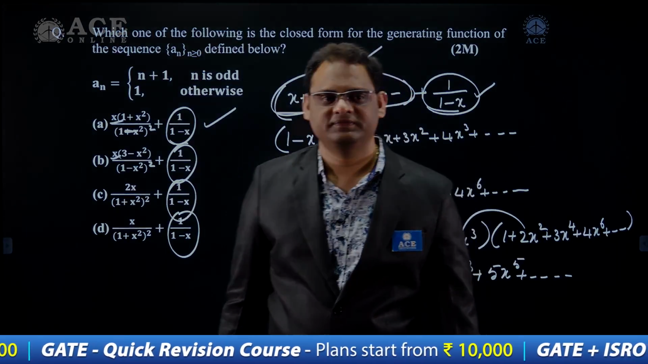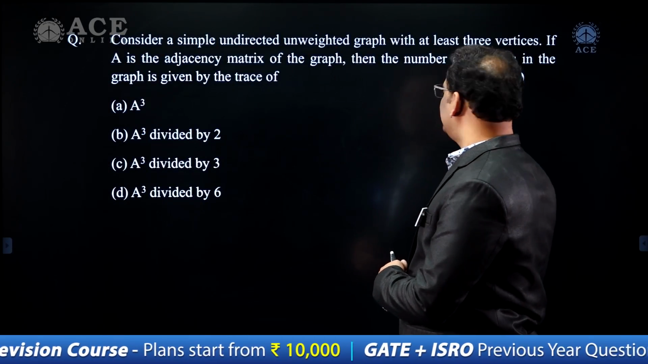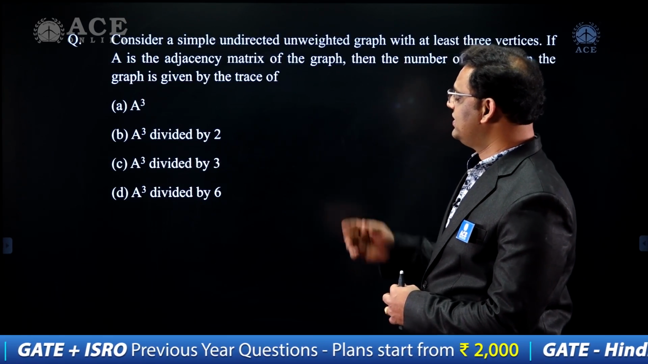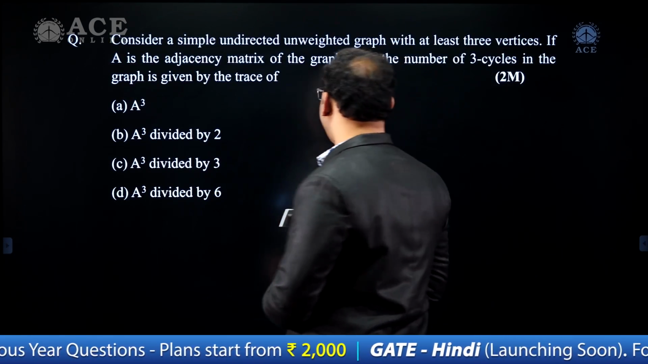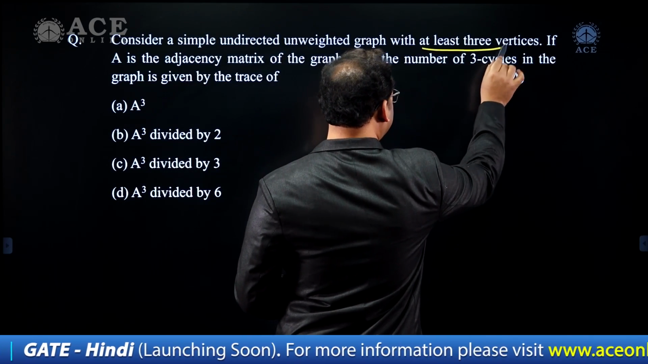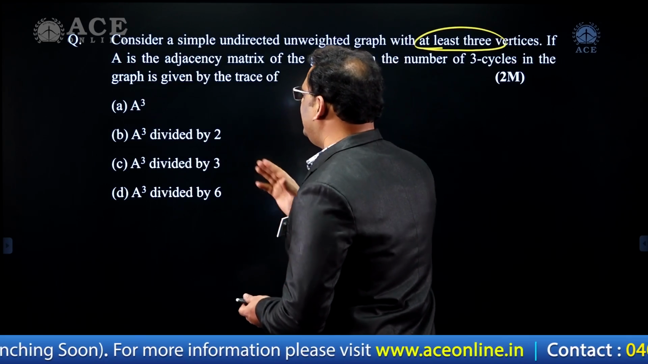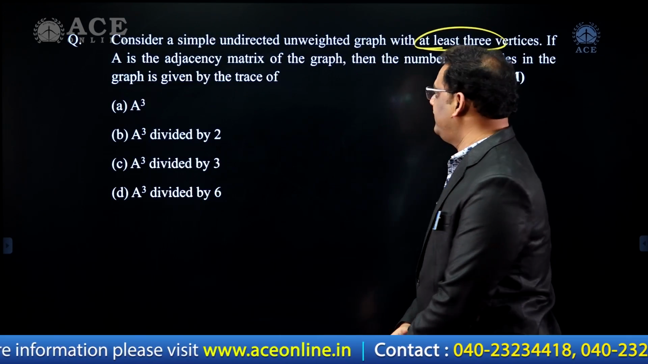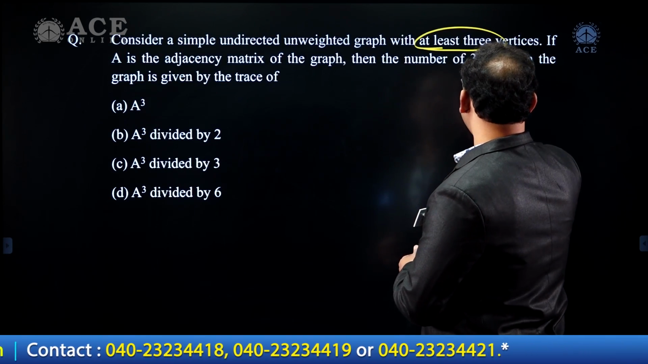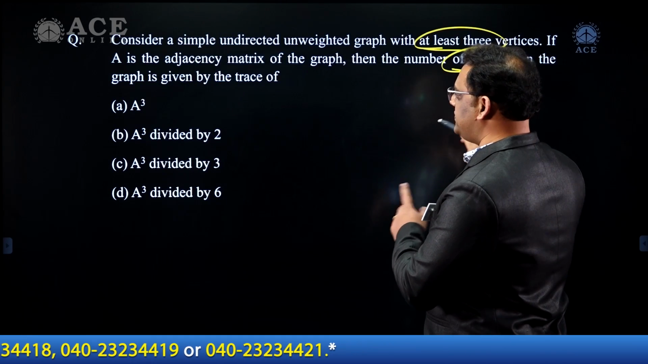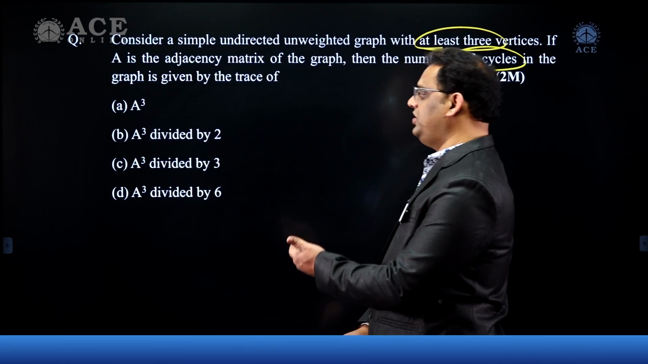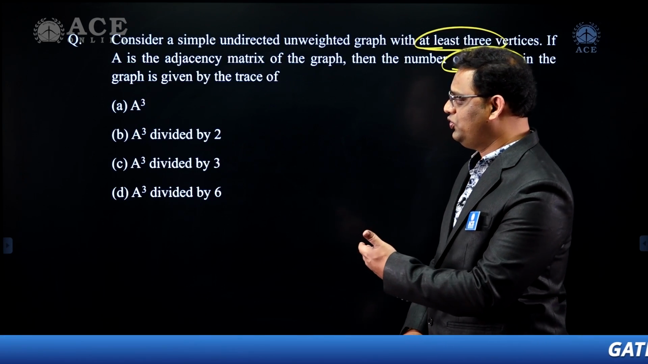Got it? Yeah, questions. Students, see this 2 marks question from our graph theory. Consider a simple, undirected, unweighted graph with at least 3 vertices. If A is the adjacency matrix of the graph, then the number of 3 cycles in the graph, that means the length of the cycle is 3. They clearly specified this.